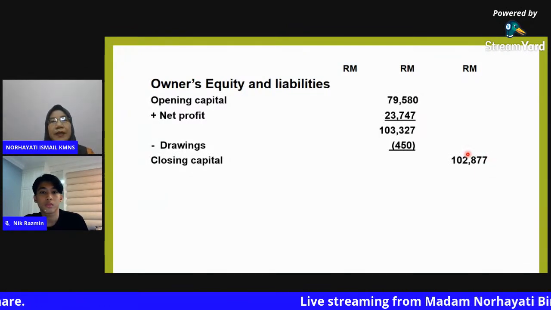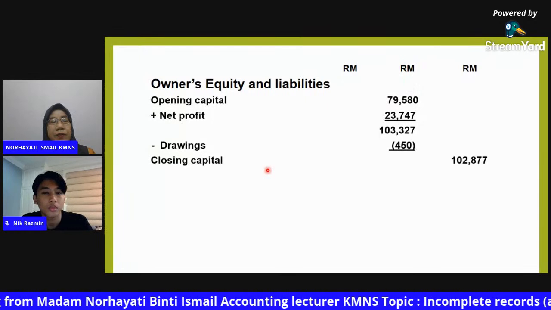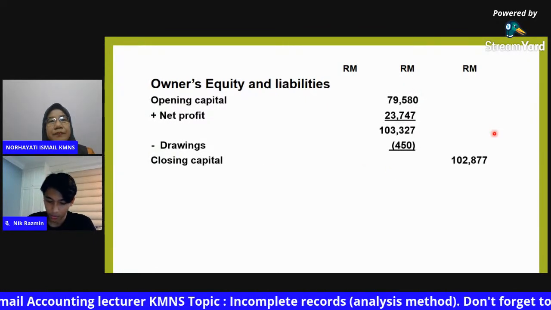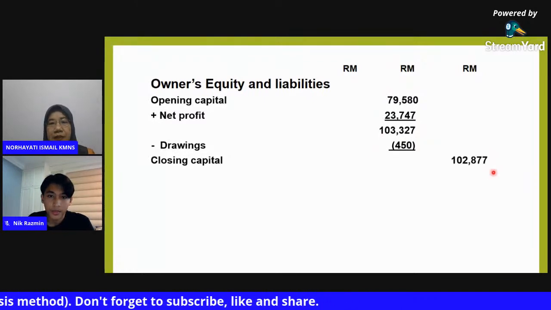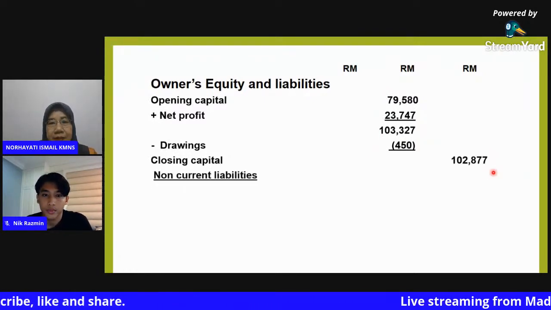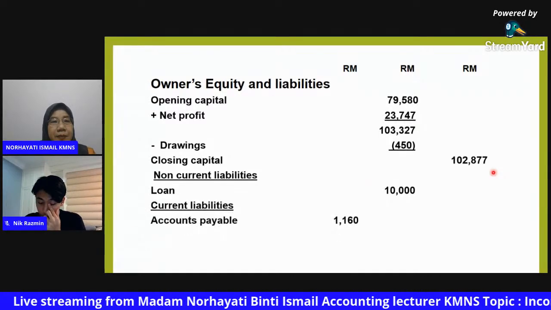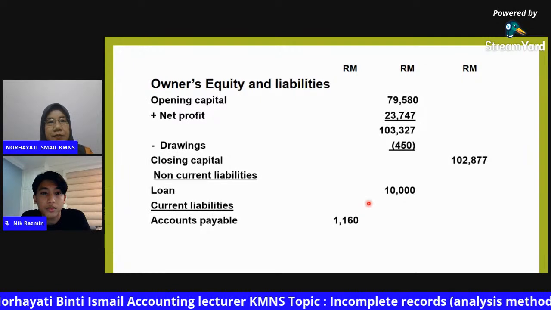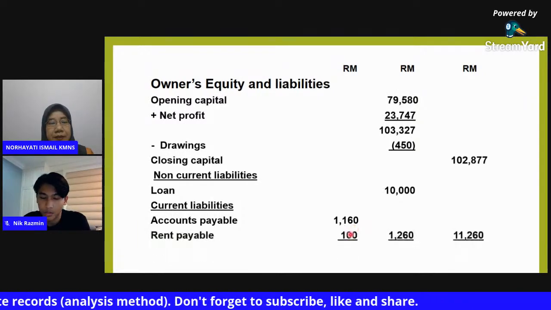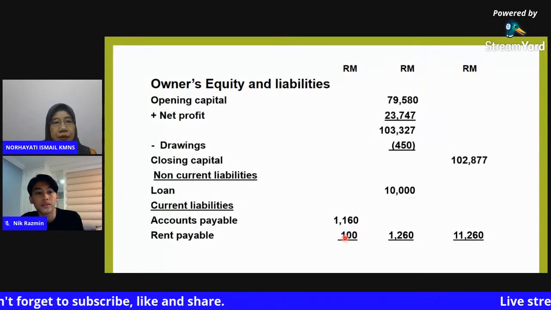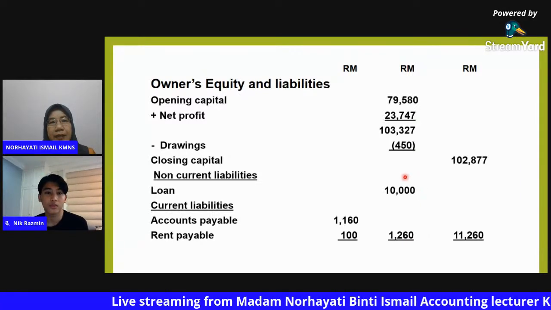So you can see from the analysis method, kita hanya calculate for opening capital. After that, when you want to calculate closing capital, you must record dalam financial position. So this is the formula when you want to calculate closing capital. Now, non-current liabilities, loan, 10,000. Current liabilities, account payable. So account payable given in the question, ending balance. Rent payable given in the question, ending balance. So the total for current liabilities, 1,260. So you have to add with non-current liabilities.